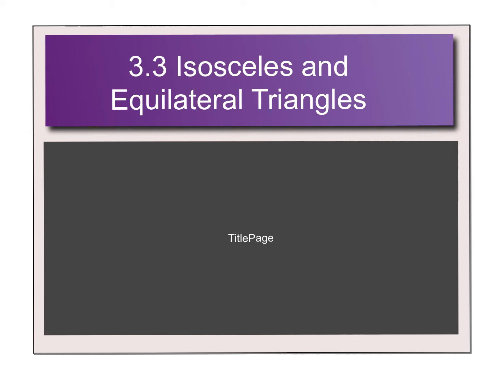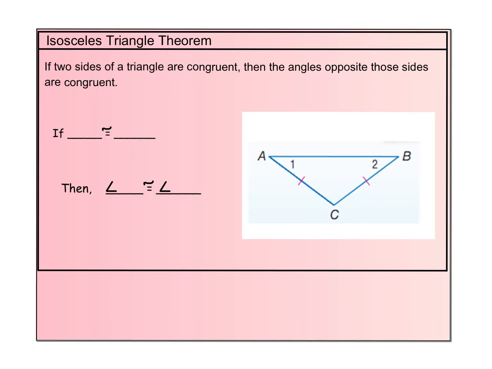So isosceles, of course, simply means that you have two sides that are congruent, and equilateral means that you have all sides congruent. Okay? You should know that. That information should be at your fingertips. So that's kind of what you're looking at there. So let's start with this.